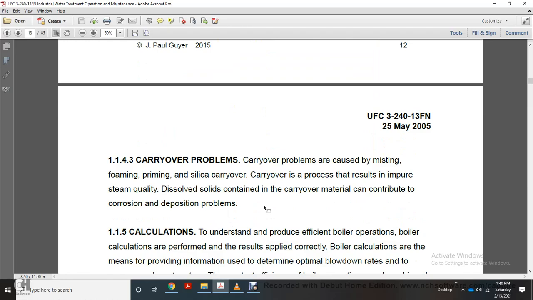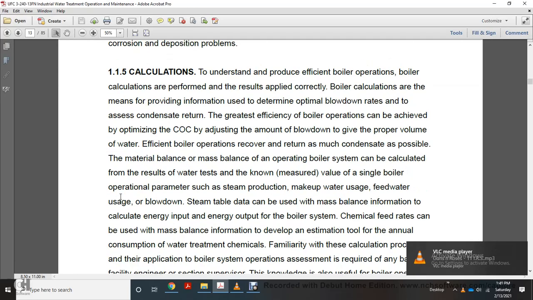Section 1.1.4.3, carryover problems. Carryover problems are caused by misting, foaming, priming, and silica. Carryover is the result of impure steam, caused by the dissolved solids contained in the carryover of the material, which can be attributed to corrosion and deposit problems.